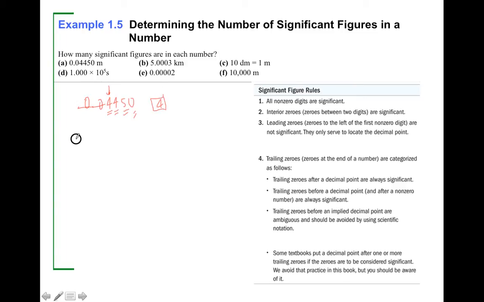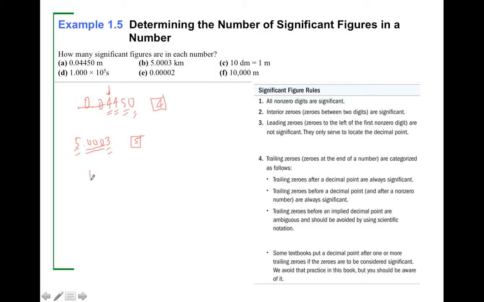What about the next one? 5.0003. Here's a non-zero, and here's a non-zero, so according to rule number 1, there are at least 2 here. And rule number 2, interior zeros, that is zeros between two digits. Boom, all 3 of those are. So there are 5 sig figs here.